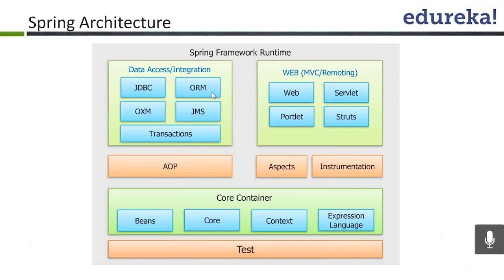Then OXM, as we discussed, object to XML. Sorry, we did not discuss it. We discussed JAXB, but not OXM. OXM stands for object to XML mapping. So it has two phases: one is marshalling and another is unmarshalling. Marshalling means it will convert an object representation to an XML, and unmarshalling means an XML document to an object representation. So this is with respect to that.